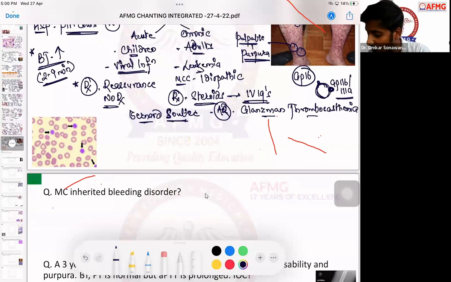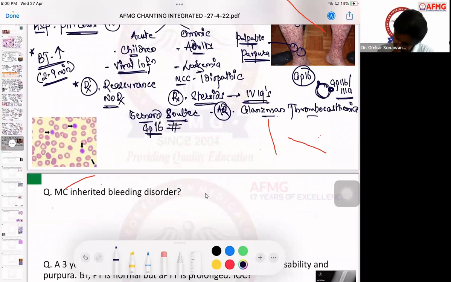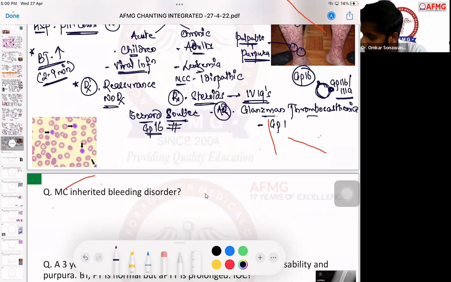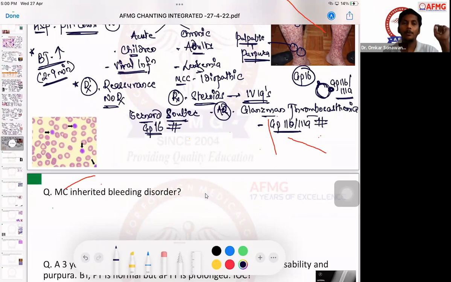So very good. For Bernard-Soulier syndrome, there is a defect in the glycoprotein 1b receptor, whereas for Glanzmann thrombasthenia, it is the defect in the glycoprotein 2b3a receptor. So let's quickly revise. Bernard-Soulier, defect in glycoprotein 1b. Glanzmann thrombasthenia, defect in glycoprotein 2b3a.